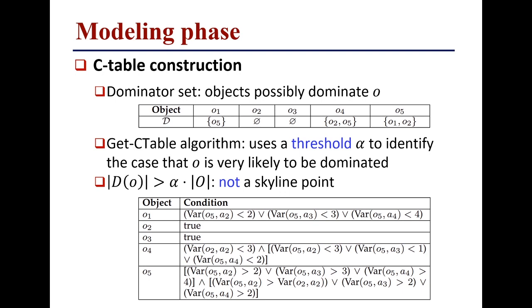We develop a getCtable algorithm to get C-table, which uses a threshold parameter alpha. If the dominator set size of an object is larger than the product of alpha and the dataset size, we set this object's condition to be false. This means that the object is considered impossible to be a Skyline point. As the figure below depicts, O2 and O3 are certain Skyline points, as there is no object in their dominator set. As for other objects, only when all expressions in the condition are satisfied, the object belongs to the query result.